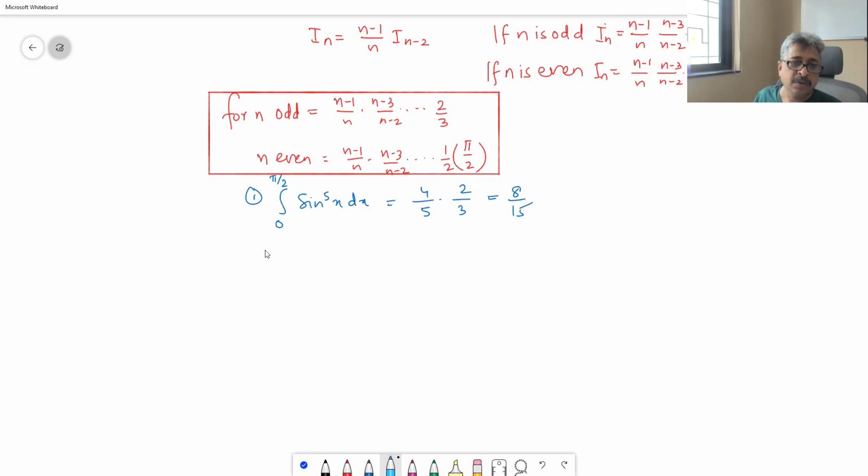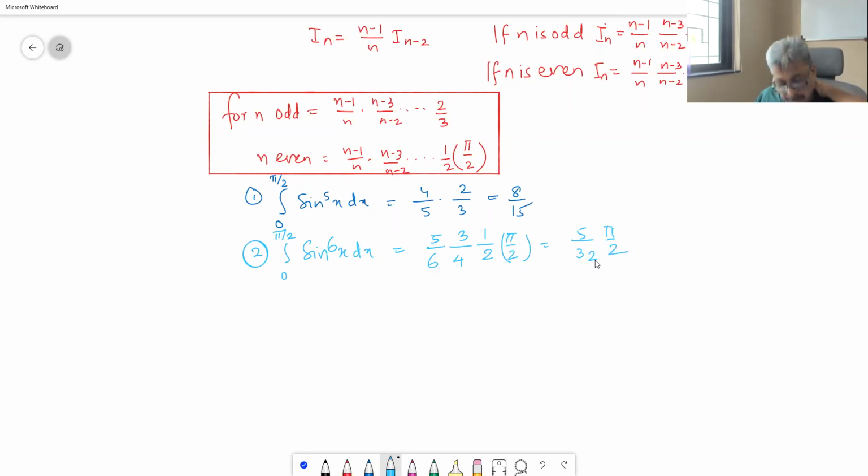Question number 2. Integral 0 to pi by 2, sine raised to 6x dx is equal to 5, 3, 1 upon 6, 4, 2, pi by 2, which is equal to 5 upon 32, pi by 2.